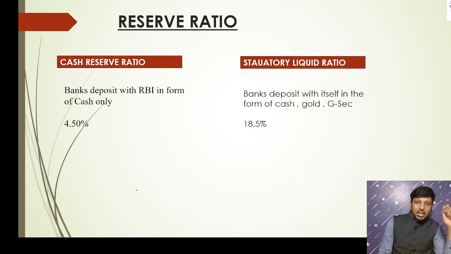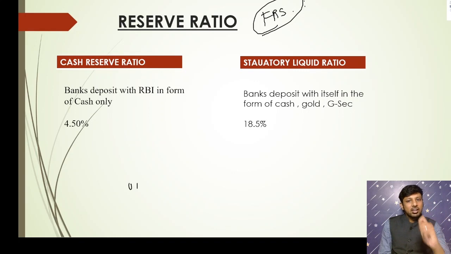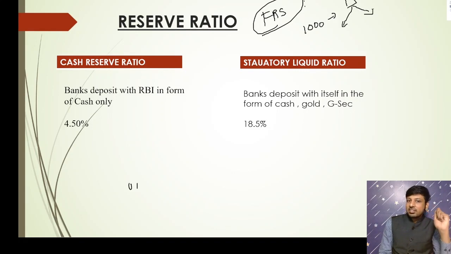Reserve requirement. As you all know, the Indian banking system follows the fractional reserve system. I'll be writing a short form, FRS, for fractional reserve system. Under the fractional reserve system, if a consumer puts 1000 rupees in the bank, then the bank can't lend the entire 1000 rupees to another consumer. It has to keep a certain percentage or fraction of the 1000 rupees as a reserve, and the remaining fraction it can lend to another consumer. This is known as the fractional reserve system.